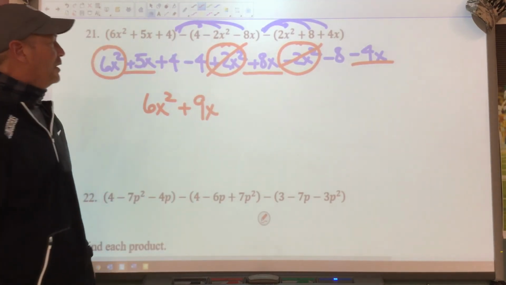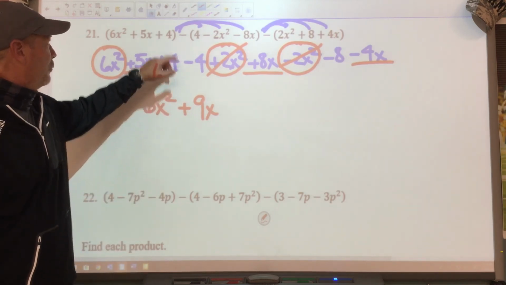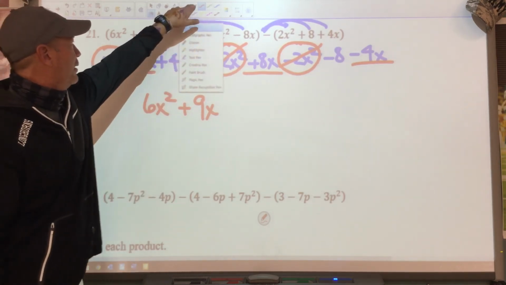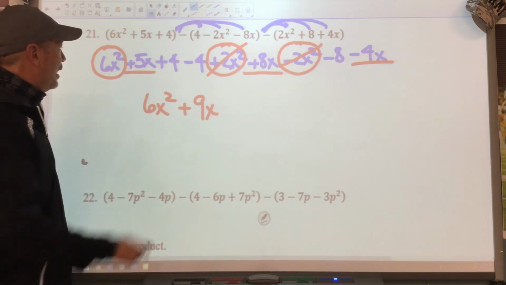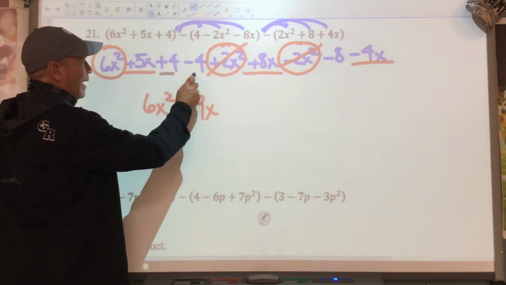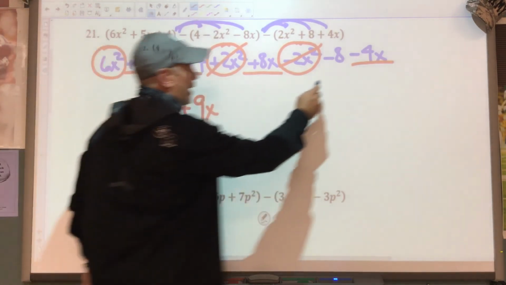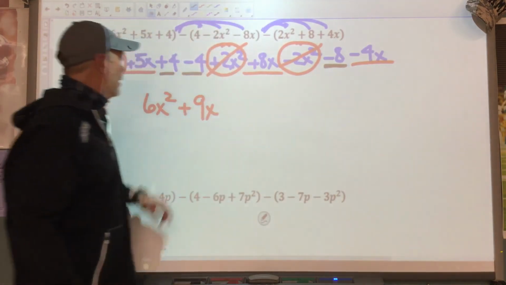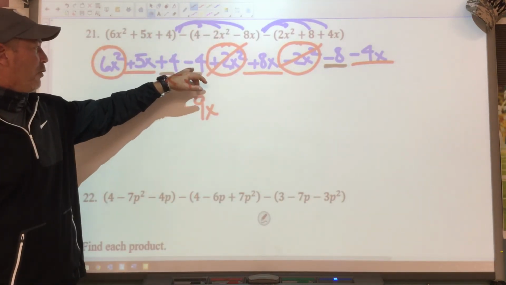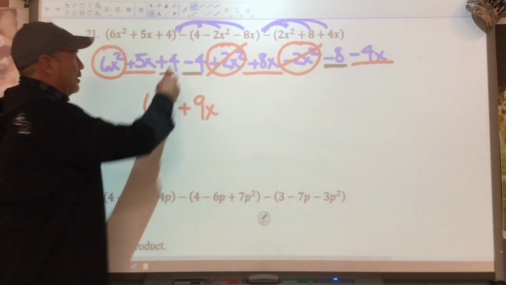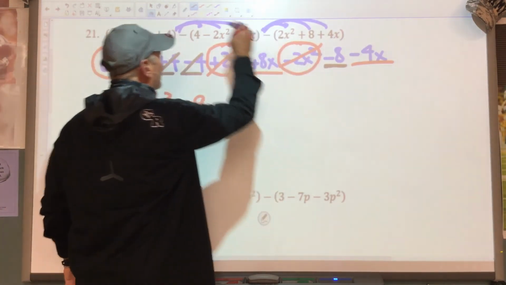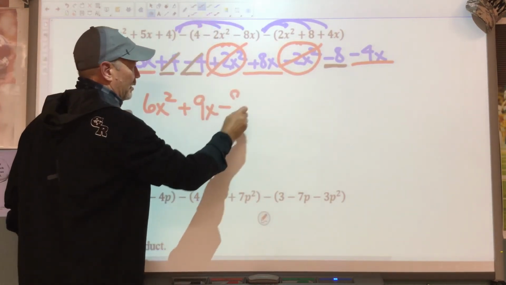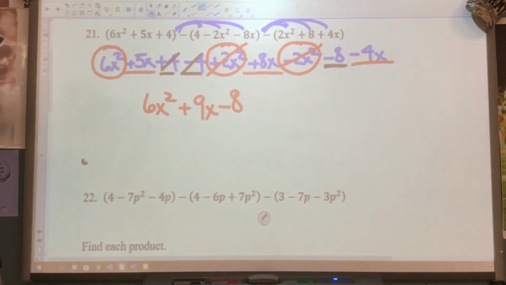All we have left is our constants. I have a positive 4. Check this out. I have a positive 4, I have a minus 4, and I have a negative 8. The positive 4 and the minus 4 are going to cancel each other out, and all I'm left with is the negative 8. There's my final answer. Okay?